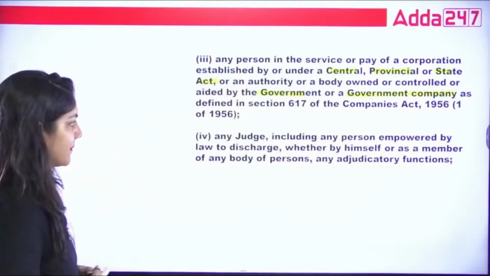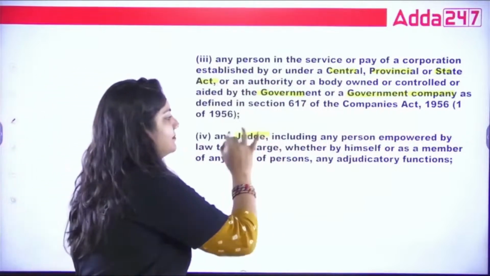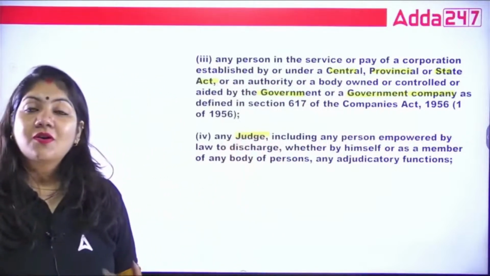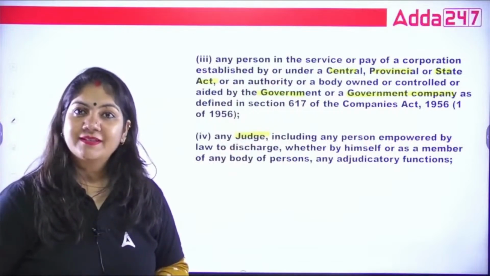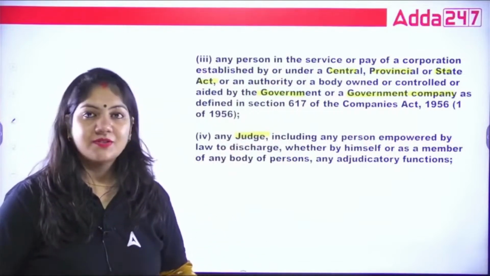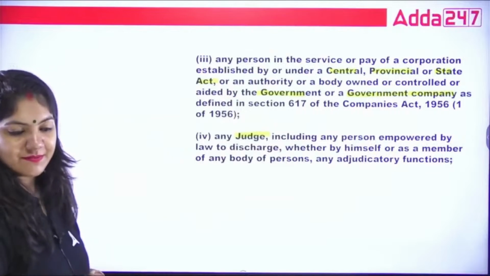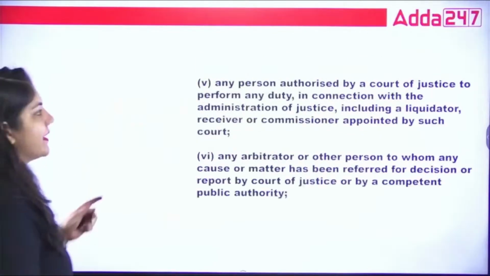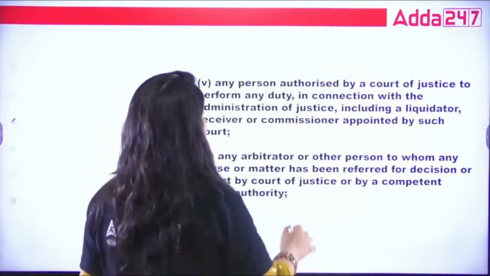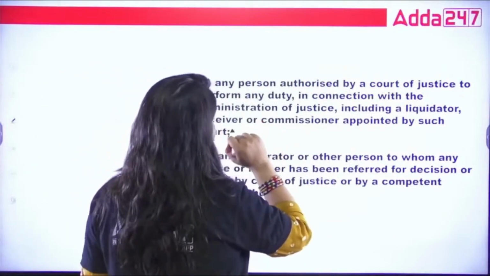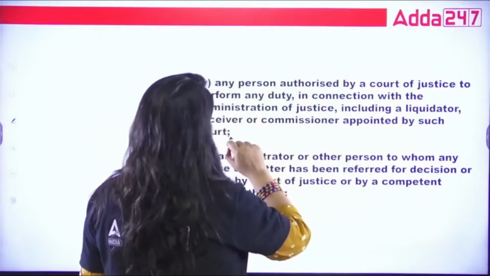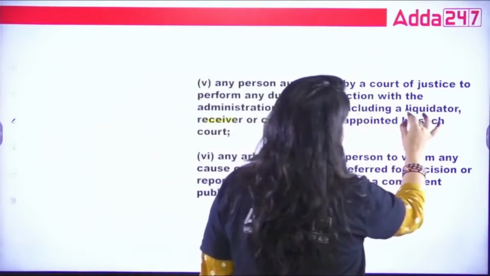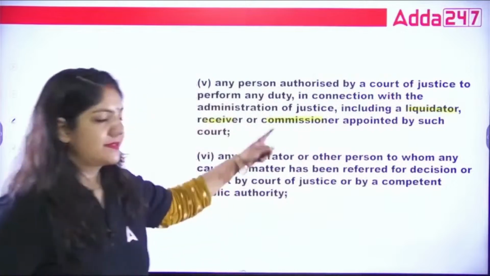That's it. Any judge is also called public servant, right? Whether the Supreme Court judge, High Court judge or District Court judge. That's it. Please see the points. Next, any person authorized by Court of Justice to perform any duty in connection with the administration of justice, including liquidator, receiver, commissioner. All are public servant.